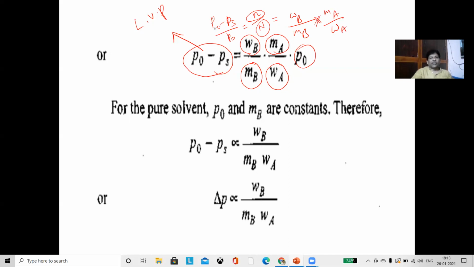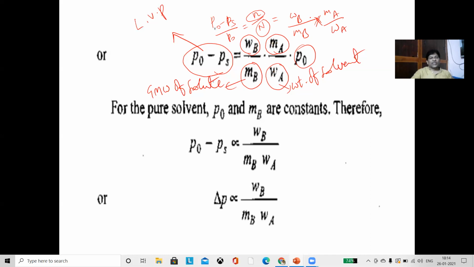So this is the formula: P0 minus PS by P0 is equal to WB by MB into MA by WA. WA is the weight of solvent. MB is the gram molecular weight of solute. MA is the gram molecular weight of solvent. And WB is the weight of solute. B is for solute, A is for solvent. Small m is gram molecular weight, W is weight.